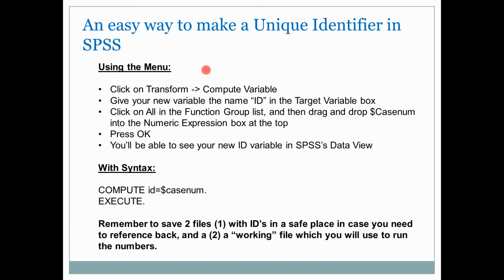Here are some easy ways you can make a unique identifier in SPSS. You just follow these steps, or you can do it with syntax. Okay, like I said, remember to save 2 files: one with the IDs in a safe place in case you need to reference back, and two, that working file which you're going to use to run the numbers. Okay.